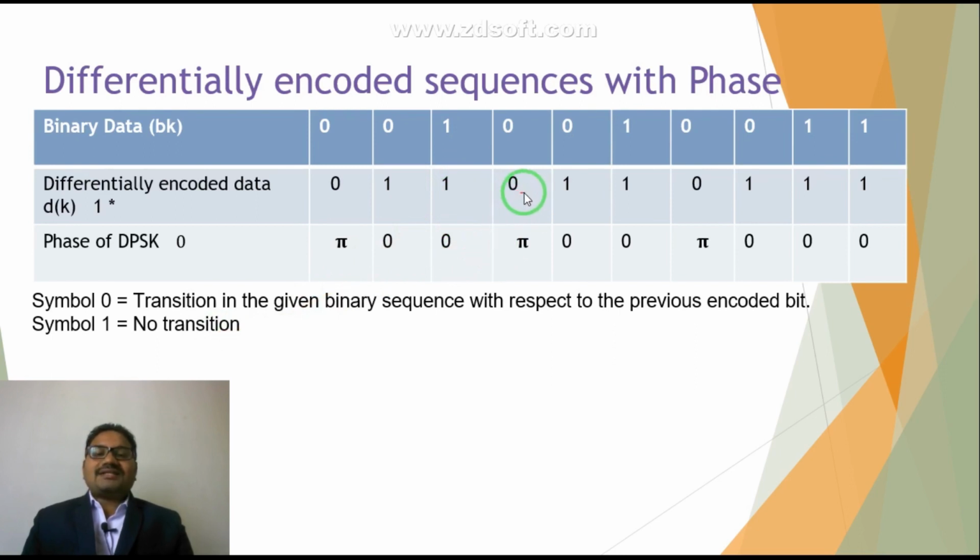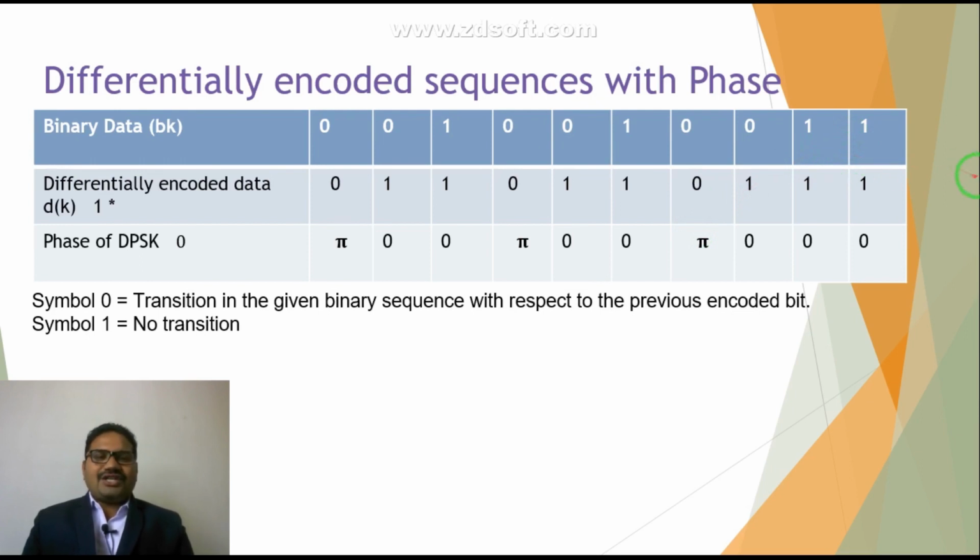Similarly, it is symbol 0. It means transition. So there is a phase change. You can see 1, no transition. So no phase change, no transition, no phase change. Since symbol 0 represents transition, the phase change is of pi. Next is again 1 1 1. So it means no transition.